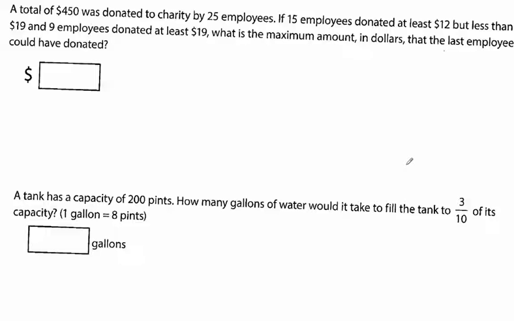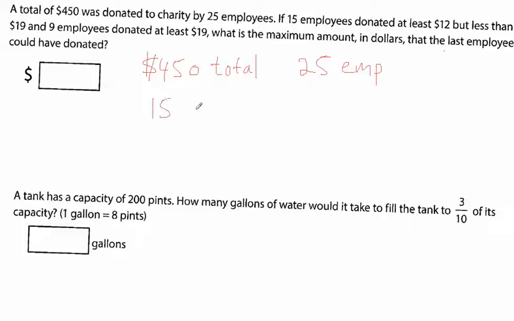What I'm trying to do here is not necessarily teach you the specific method for every single one of them, because that's probably impossible, but give you an idea of how to think about some of these questions. Our first question: a total of $450. Always, by the way, have scrap paper and write down the key numbers. So I'm going to say $450 total was donated by 25 employees. 15 employees donated at least $12.